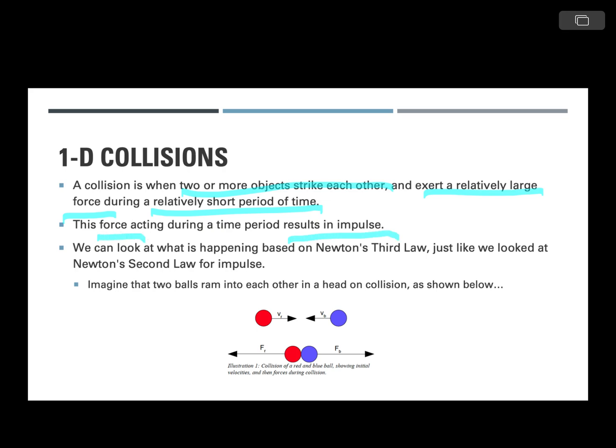Now, if you look at Newton's third law, you know that for every action, there's an equal and opposite reaction. We can actually apply this to collisions. So imagine that we get two balls ramming into each other in a head-on collision, shown here. So what's happening? The red ball makes contact with the blue ball, and there's a force applied in the opposite direction, which causes them to bounce backwards.